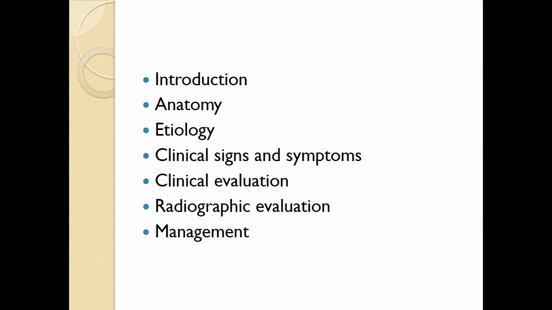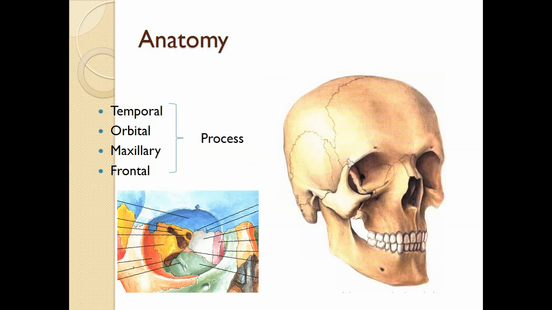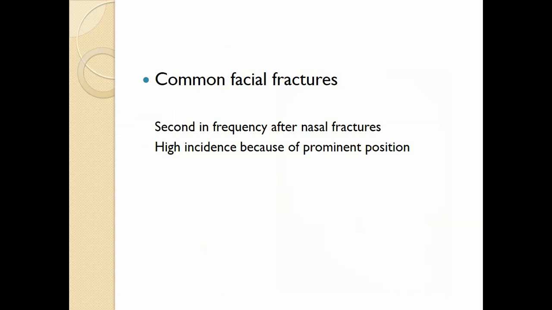So what are the main things we study in the zygomatic complex? The introduction of zygomatic complex fracture, anatomy, etiology, clinical signs and symptoms, clinical evaluation, radiographic findings, and the management. So what is the anatomy of the zygomatic complex? Mainly there are four bones attached to the zygoma: the temporal, orbital, maxillary, and the frontal bone. These are the four bones that attach to the zygoma.